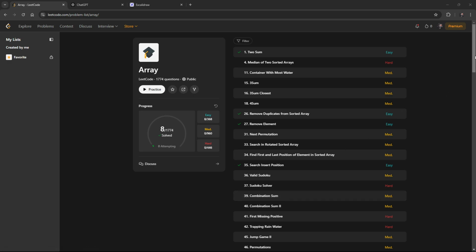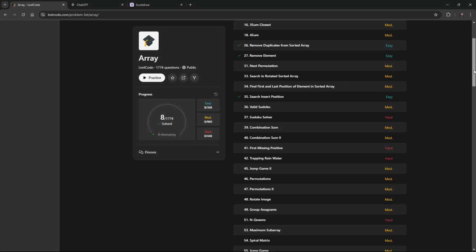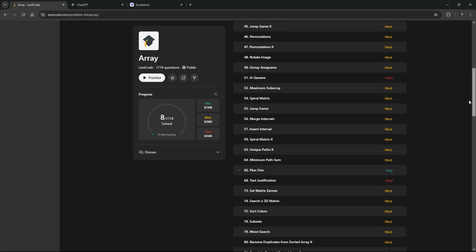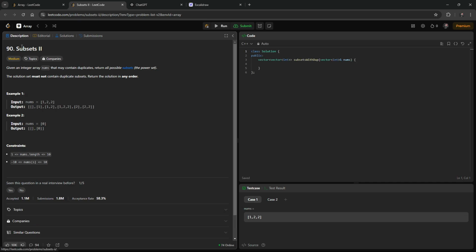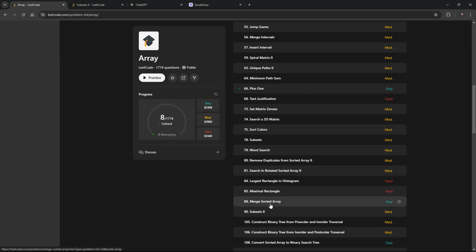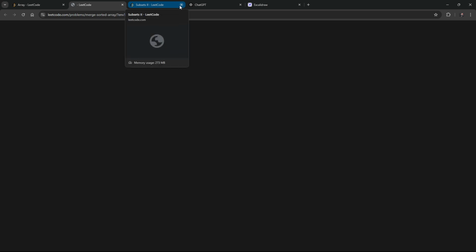As usual, we are trying to solve a LeetCode question, and today question number 90, subset 2. Let's read the question. Subset 2, sorry, why is it showing medium difficulty? Okay, so I was confused. The question number is question number 88, merge sorted array. So we have to merge two arrays.